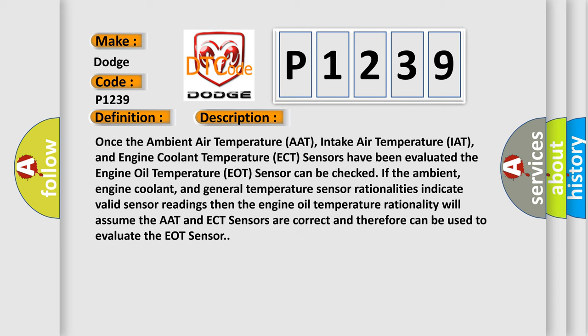Once the ambient air temperature AAT, intake air temperature IAT, and engine coolant temperature ECT sensors have been evaluated, the engine oil temperature EOT sensor can be checked. If the ambient, engine coolant, and general temperature sensor rationalities indicate valid sensor readings, then the engine oil temperature rationality will assume the AAT and ECT sensors are correct and therefore can be used to evaluate the EOT sensor.